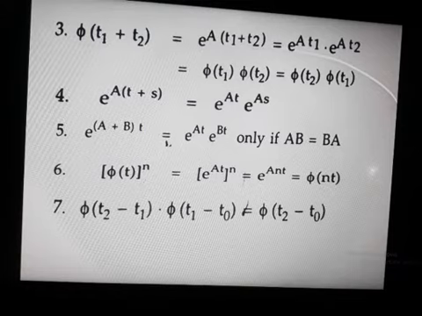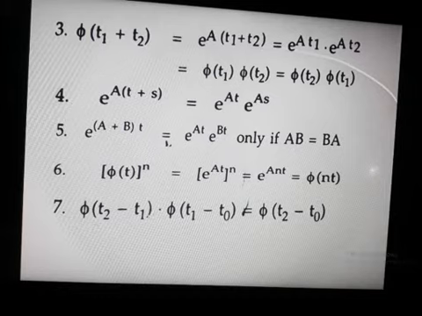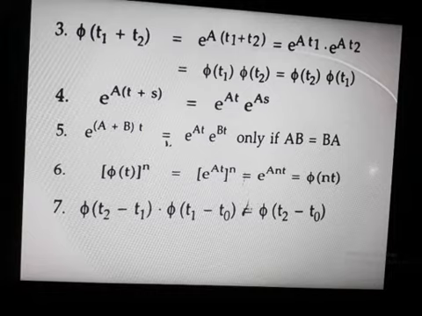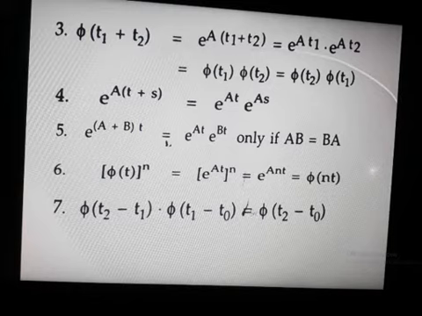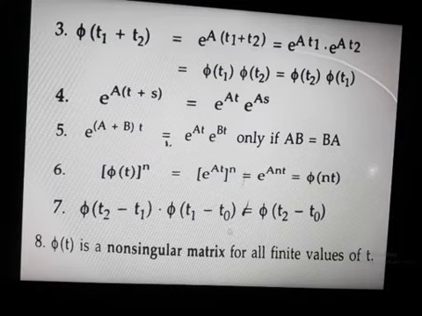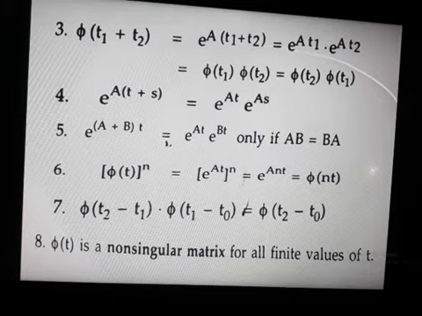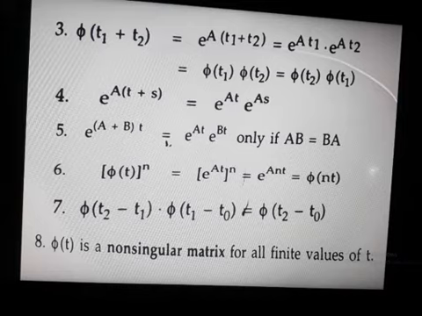Next, the seventh property is phi of t2 minus t1 into phi of t1 minus t naught is equal to phi of t2 minus t naught. There is a printing mistake in the book here. Next, the eighth property, which is the last property: phi of t is a non-singular matrix for all finite values of t. We know that a singular matrix means determinant equal to 0. Here the determinant is not equal to 0, that means phi of t is a non-singular matrix.